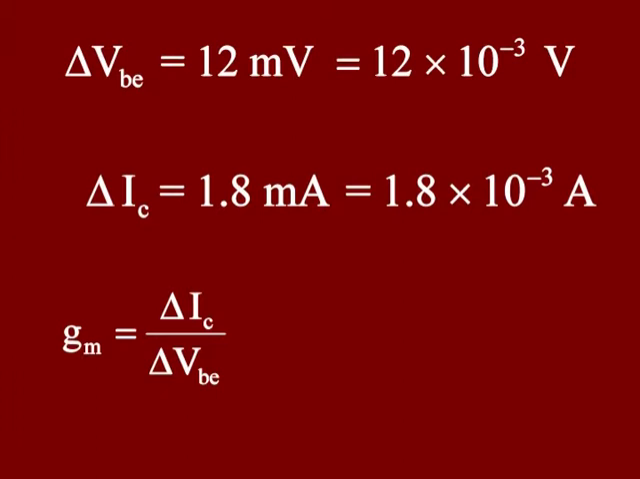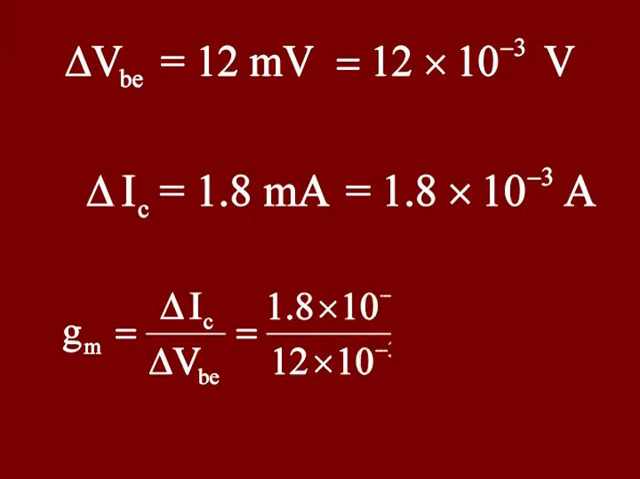On putting the corresponding values of delta IC and delta VBE in this equation, we get transconductance GM is equal to 1.8 into 10 raised to the power minus 3 upon 12 into 10 raised to the power minus 3, which gives the required value as 0.15 ohm inverse.